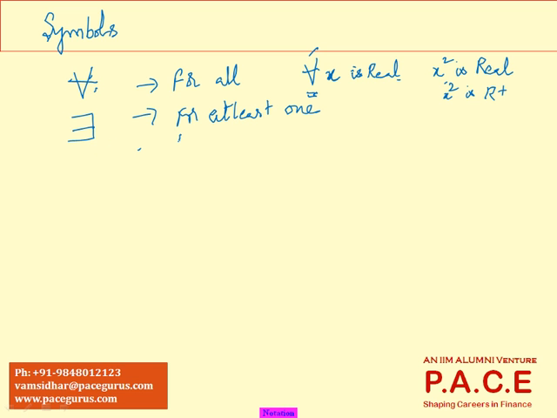Or there exists at least one. It's not for all. There exists at least one. And similarly, if we use a notation with a cross on it, there does not exist at least one. Right? These are some of the symbols and notations you have to be comfortable with. And a couple of other notations that you have to be comfortable with is implies.